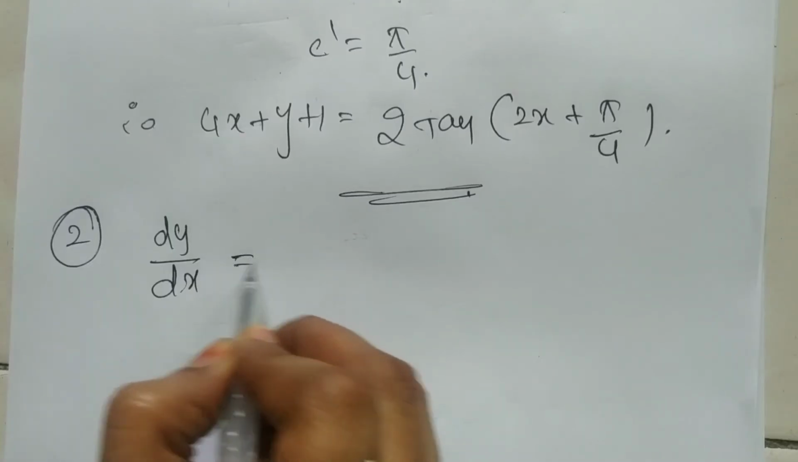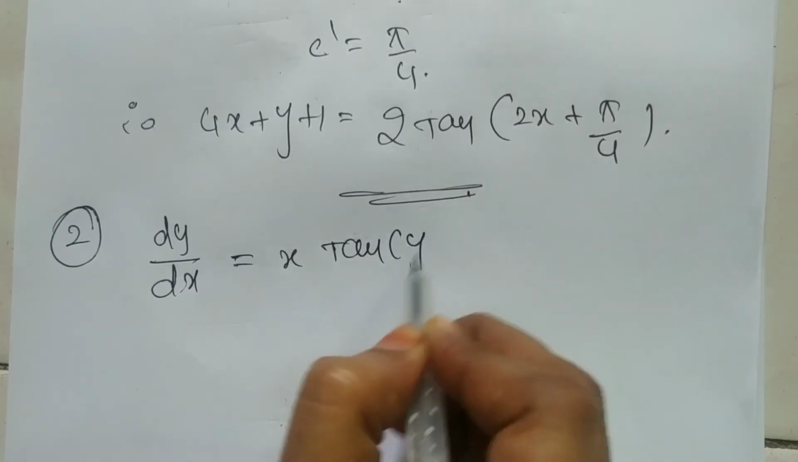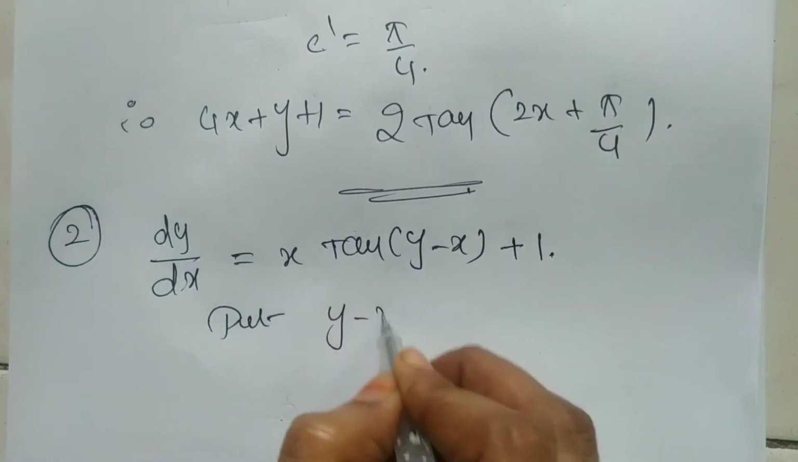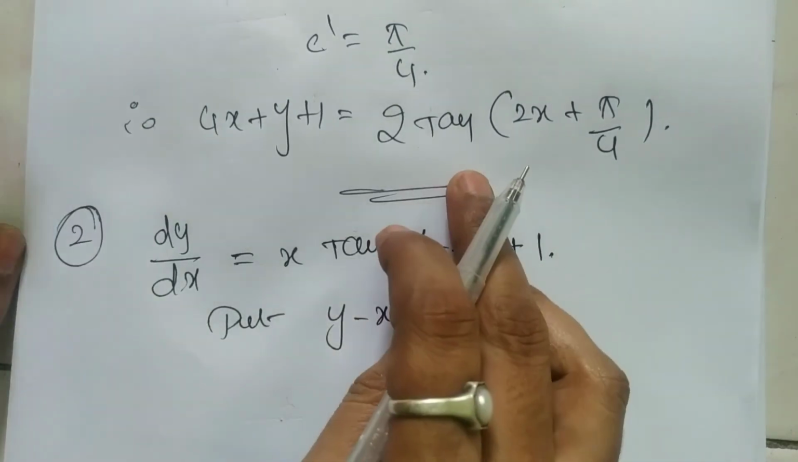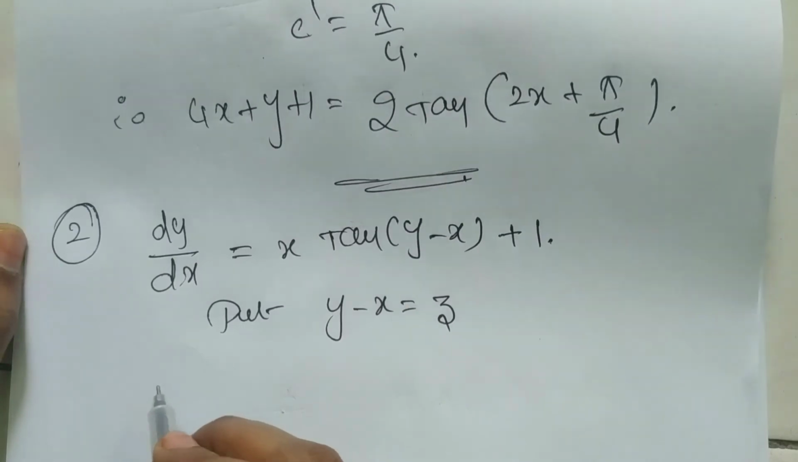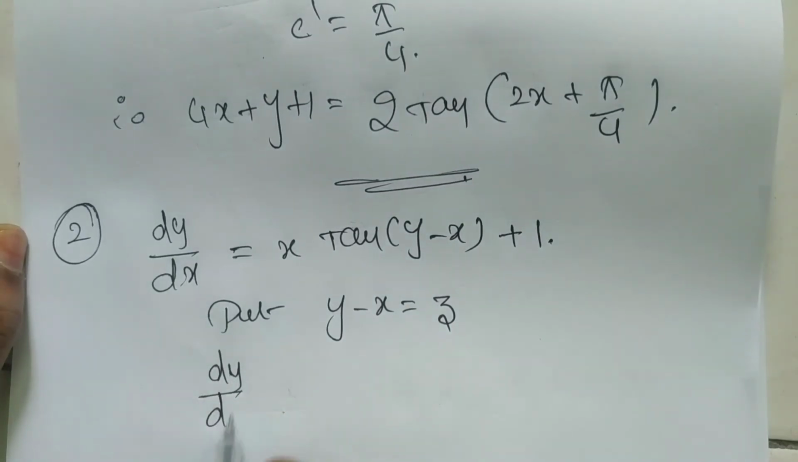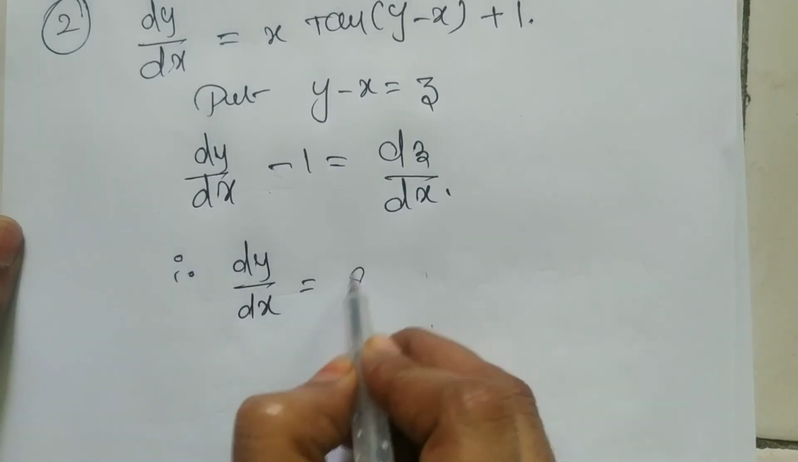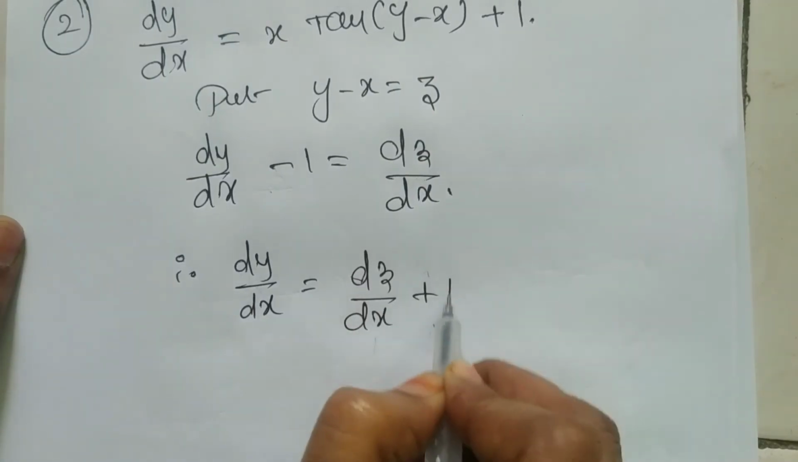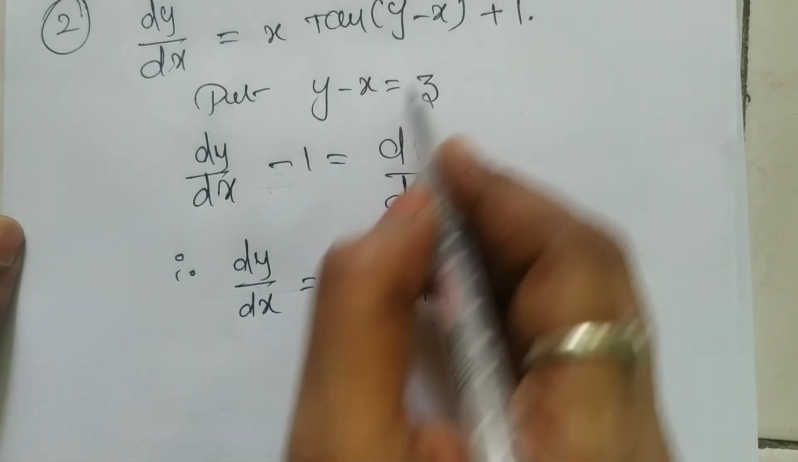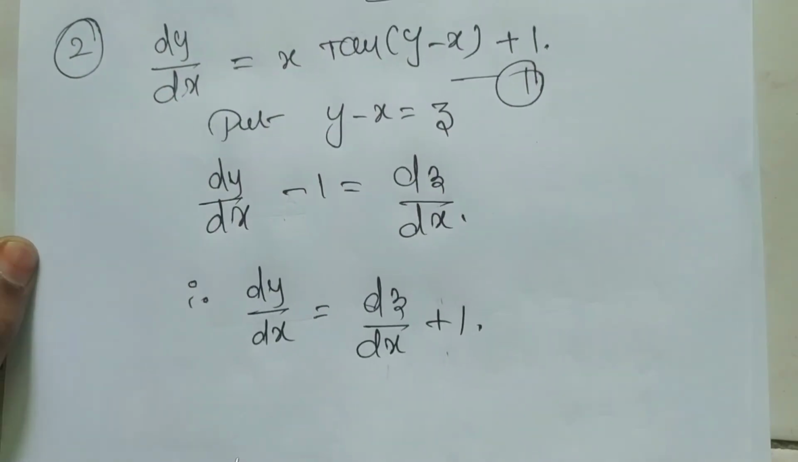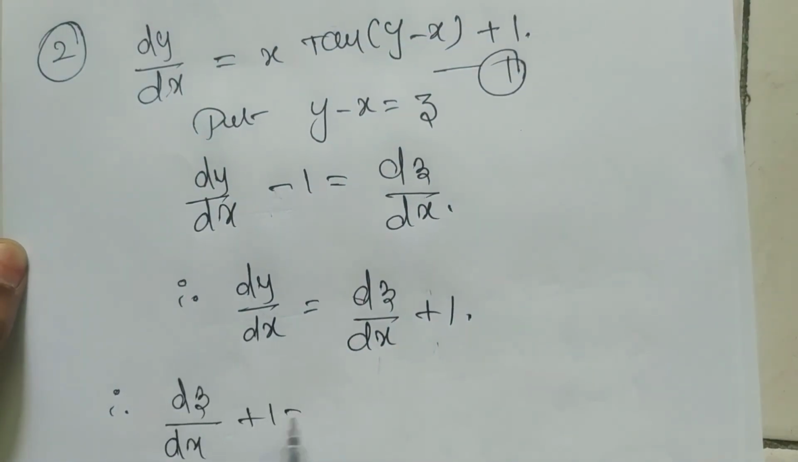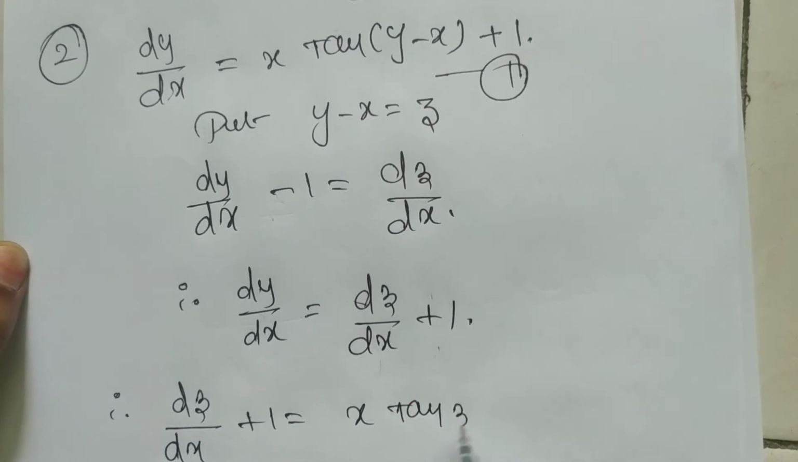Next problem: dy by dx equal to x tan (y minus x) plus 1. So here put y minus x equal to z. So differentiating with respect to x, dy by dx minus 1 equal to dz by dx, so dy by dx equals dz by dx plus 1. So here substituting this value in equation 1. Therefore dz by dx plus 1 equal to x tan z plus 1.